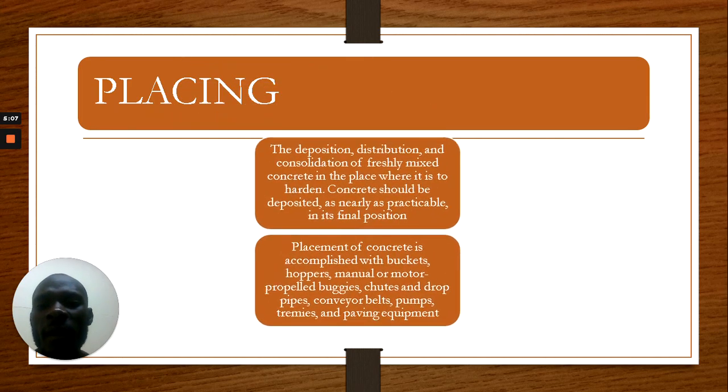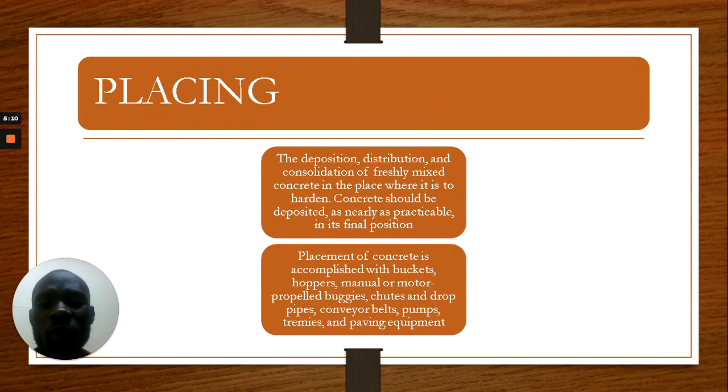So the deposition, distribution and consolidation of freshly mixed concrete in the place where it is to harden is the placing of concrete. So placing of concrete is the process of deposition or distribution of concrete to a place where it will harden. Concrete should be deposited as nearly as practicable in its final position. Placement of concrete is accomplished with buckets, hoppers, manual or motor propelled barriers. We have chutes and draw pipes, conveyor belts, pumps, trims and paving equipments.